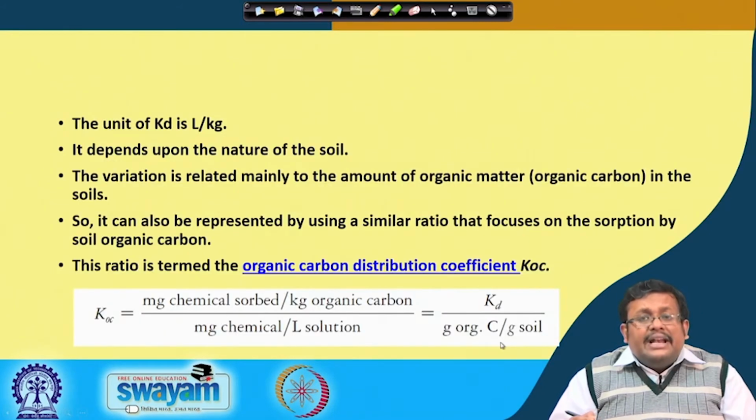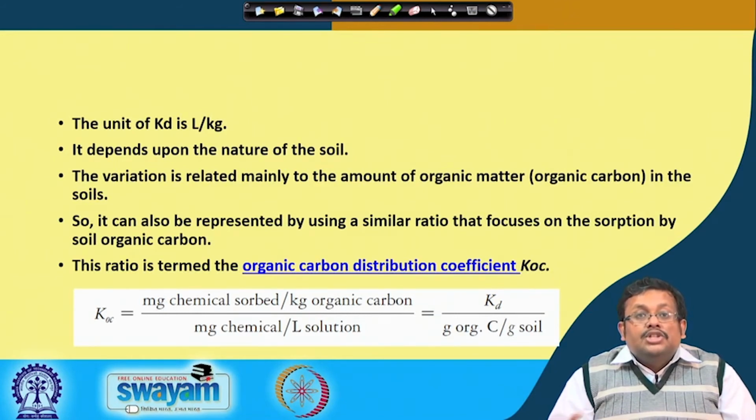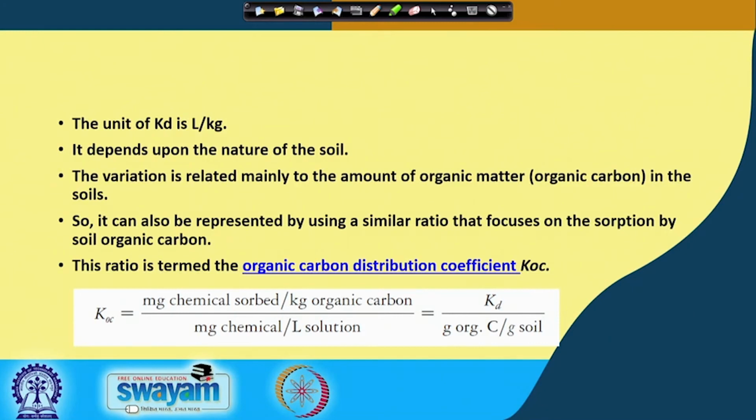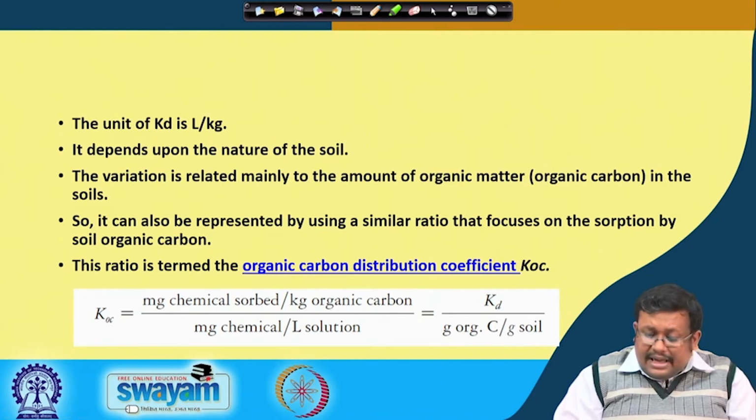So, the unit of Kd, obviously, is liter per kg, and it depends upon the nature of the soil. Obviously, the variation is related mainly to the amount of organic matter or organic carbon in the soil. So, it can also be represented using a similar ratio. We call it Koc, or the organic carbon distribution coefficient. Koc is milligram of chemical sorbed per kg of organic carbon over milligram of chemical per liter of solution. So this is the formula of Koc, that is Kd over gram of organic carbon per kg of soil.